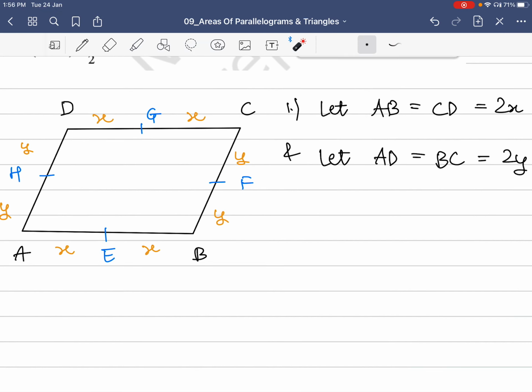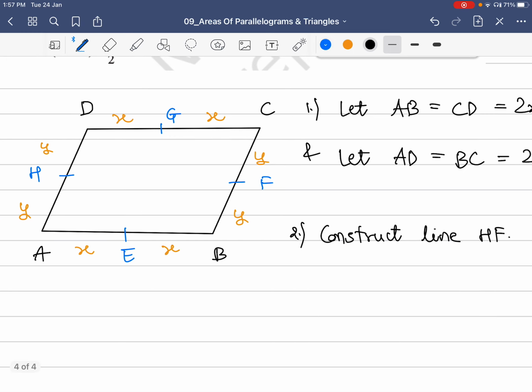Now I'm going to do a construction. What will that construction be? Point number 2: construct, or rather join, the line HF. So let's use the same color, and I'm going to draw this line HF here. Wait, hold on. Let's not connect all the midpoints. So we are constructing only the line HF.